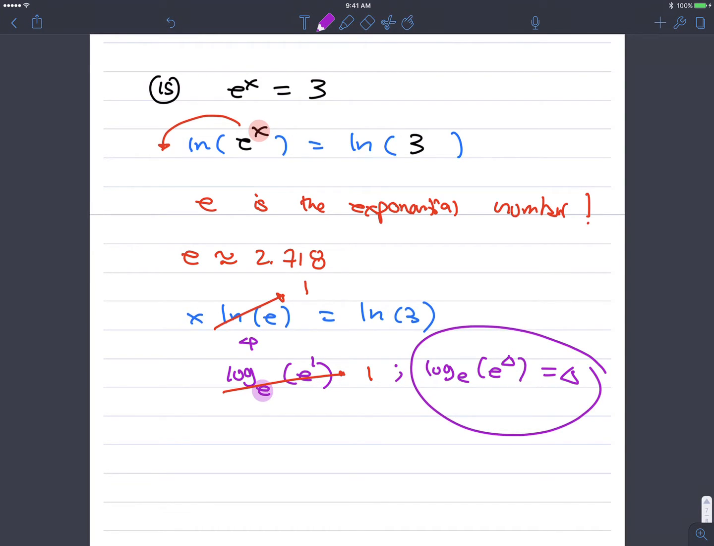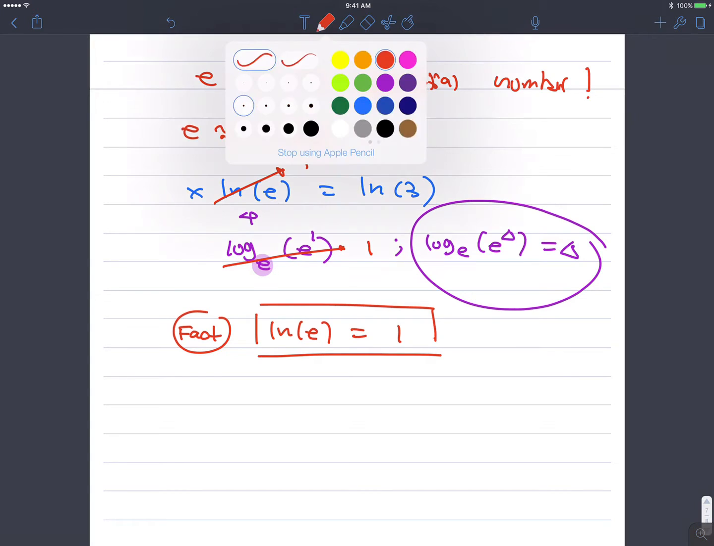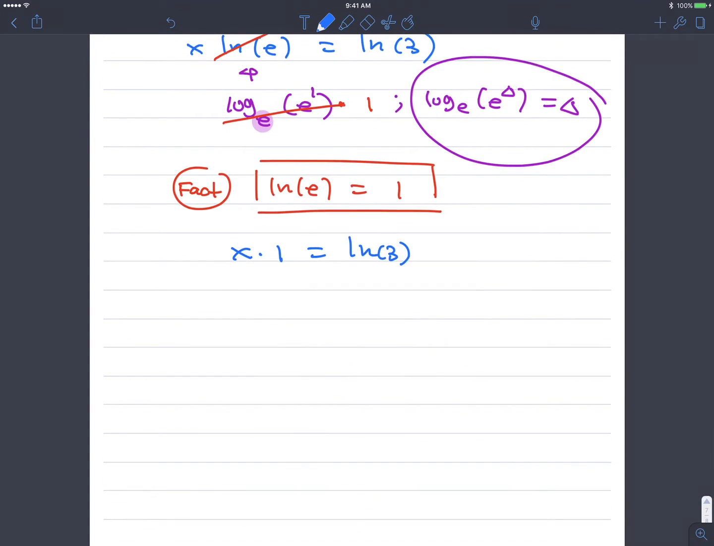And that comes from essentially a function and its inverse, the composition. You could refer to your notes. We discussed this. What I think you want to always remember is this fact. Again, keep that in your notes, that natural log of e is 1. So what that means here for my equation is I get x times 1 is the natural log of 3, or simply x is the value natural log 3.